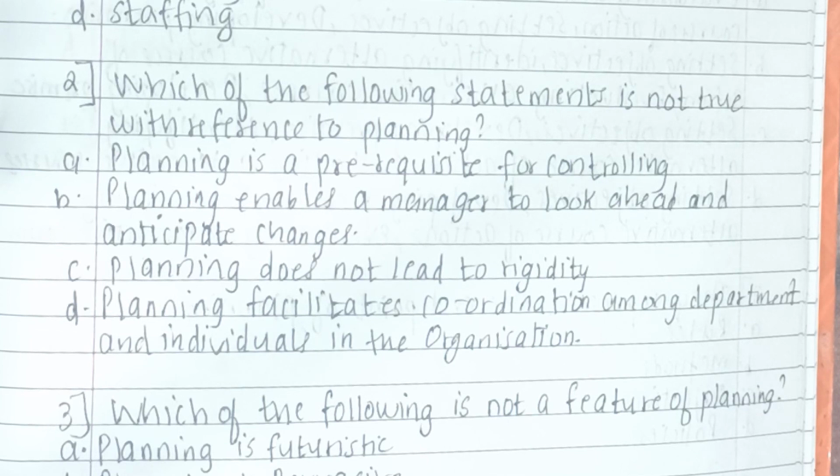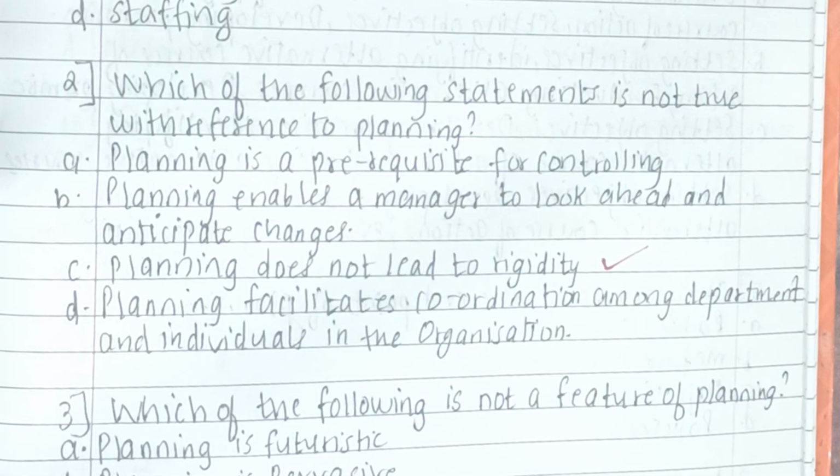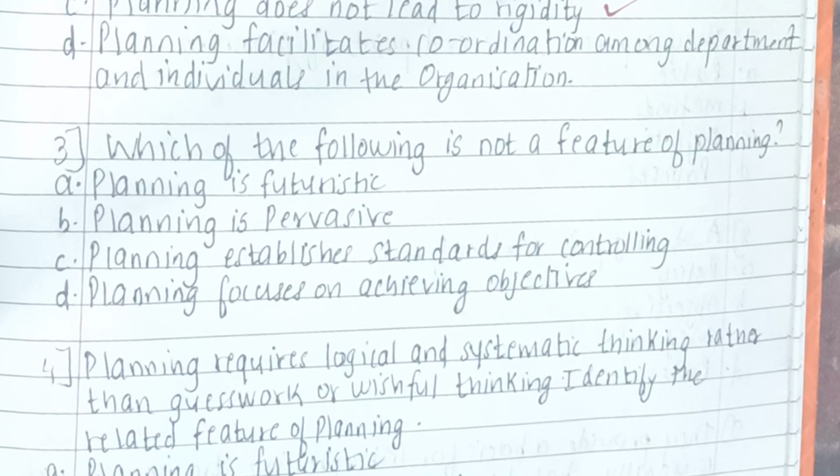Therefore managers need to be given some flexibility to cope with changing circumstances or situations. Following a pre-decided plan when the situations have changed may not turn out to be what the organization wanted. So here the right answer is, planning does not lead to rigidity. It means that yes, planning does lead to rigidity. Next is, which of the following is not a feature of planning?